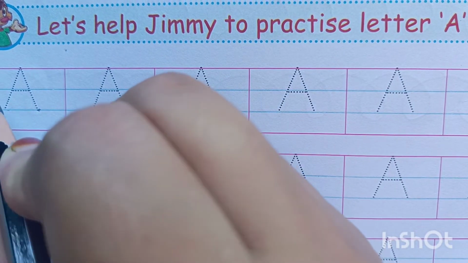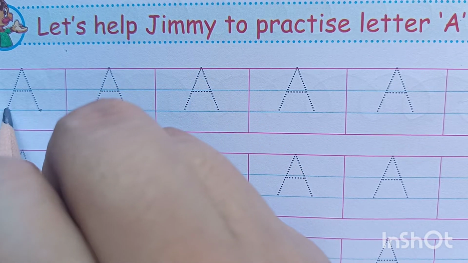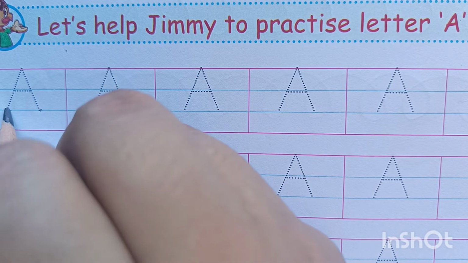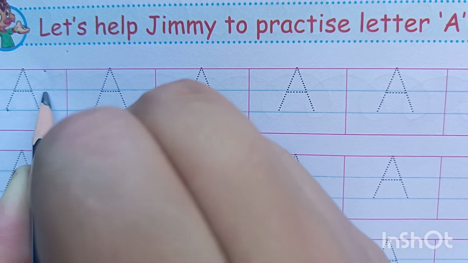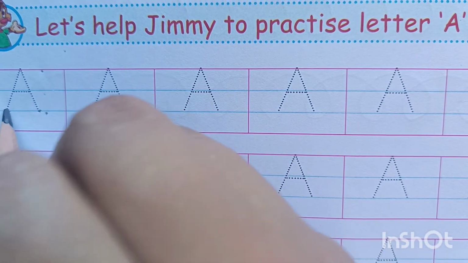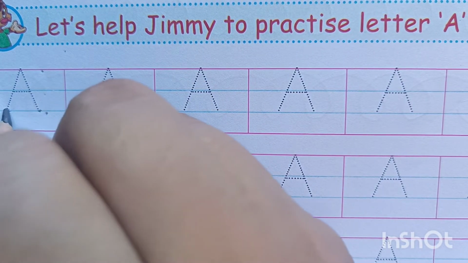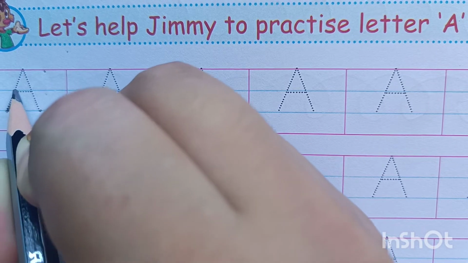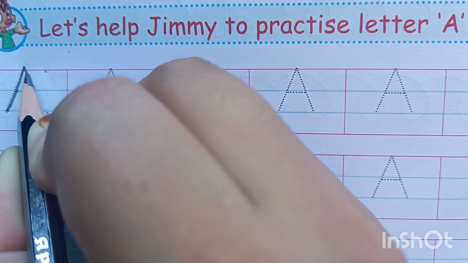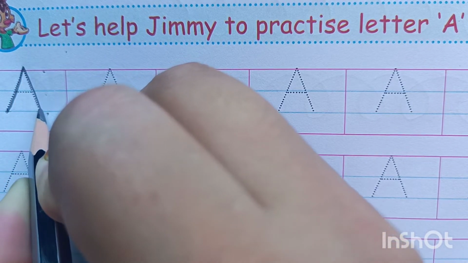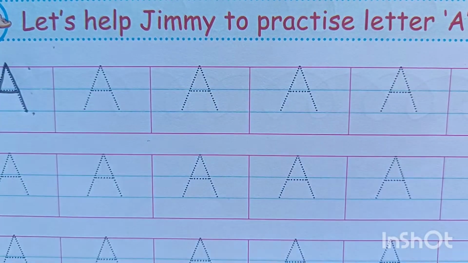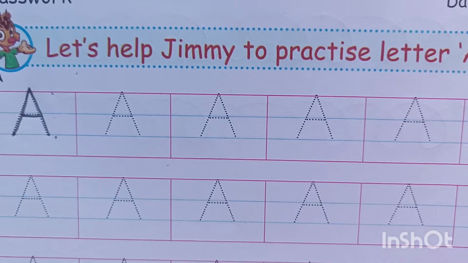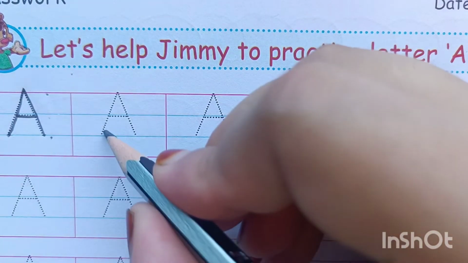How you will trace? See, you will keep your pencil here. This is the red line, first blue line, second blue line. So you will keep your pencil here, then you will go up, then you will come down. Yes, very good. Then this. In this way you will trace the letter A.